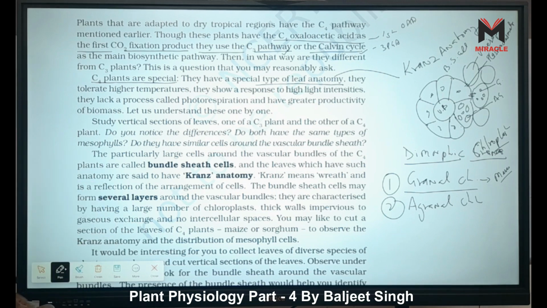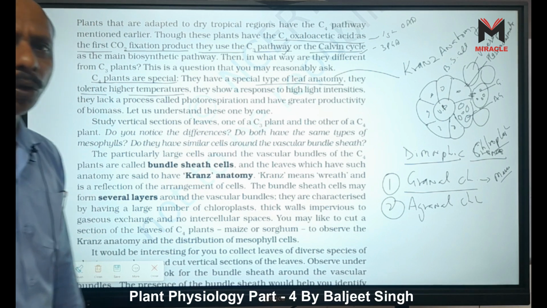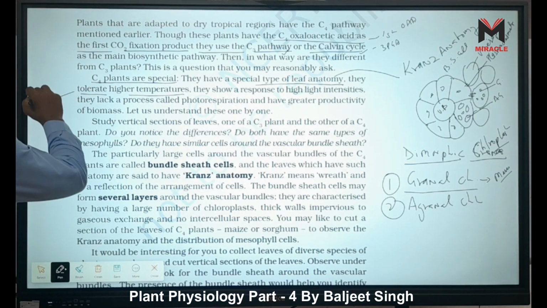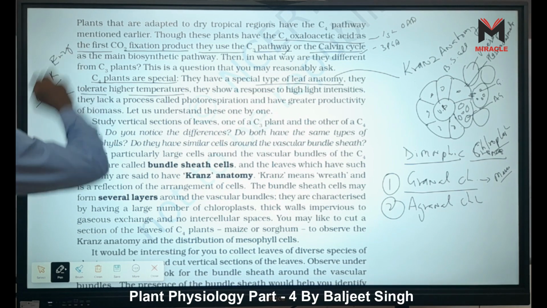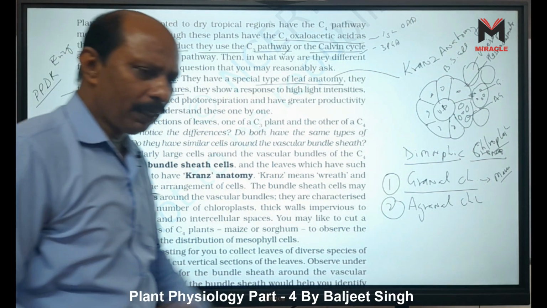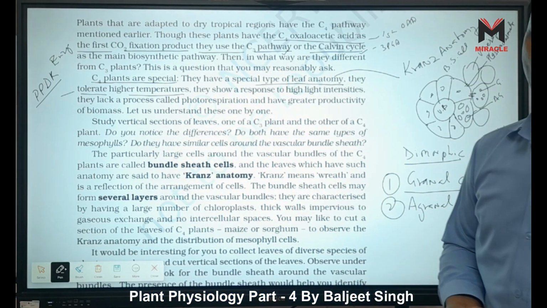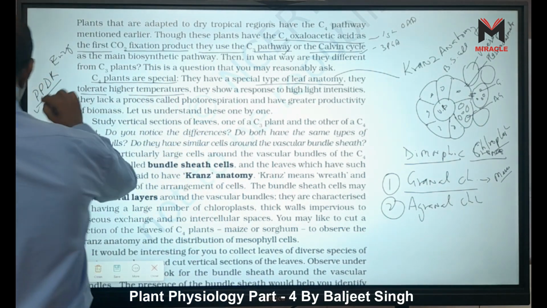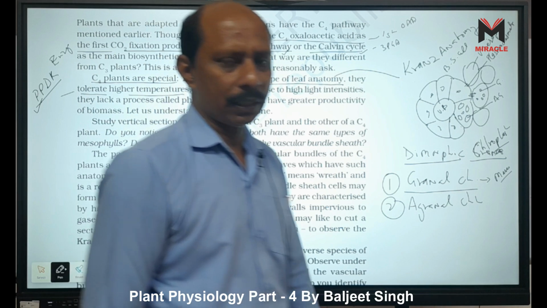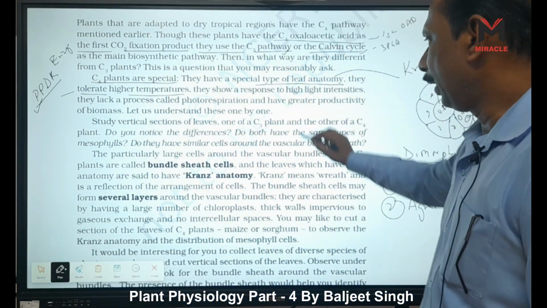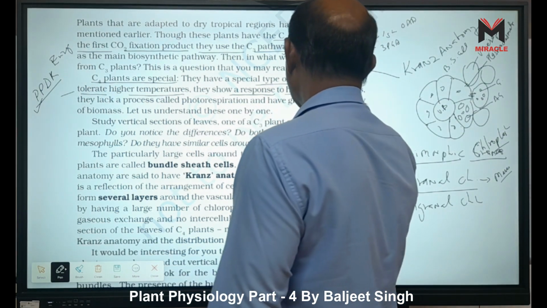Okay, look here. They tolerate high temperature. Why do they tolerate high temperature? Because they have the PPDK enzyme. What is the full form of PPDK? Its full form is pyruvate phosphate dikinase. Pyruvate phosphate dikinase is an enzyme which is sensitive to low temperature. That's why in low temperature they show less affinity, right? They respond to high light intensities.